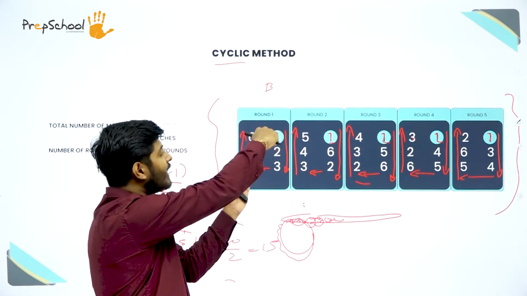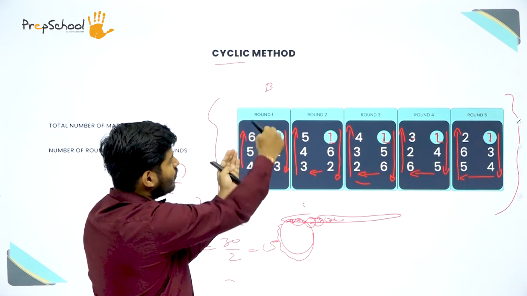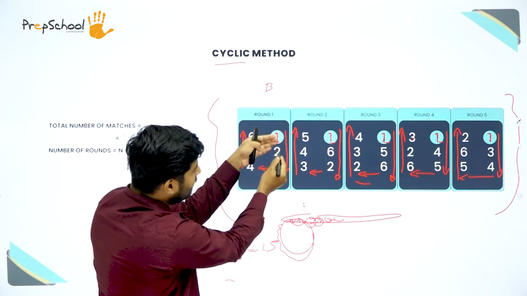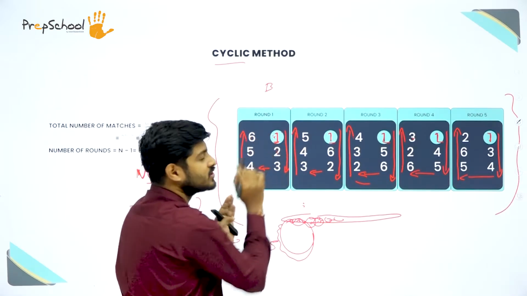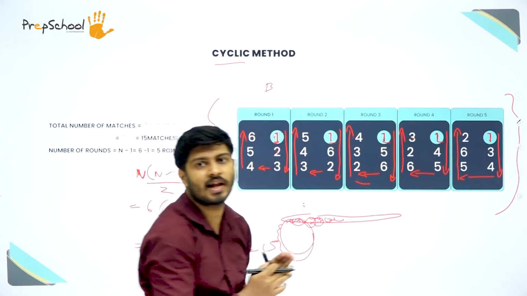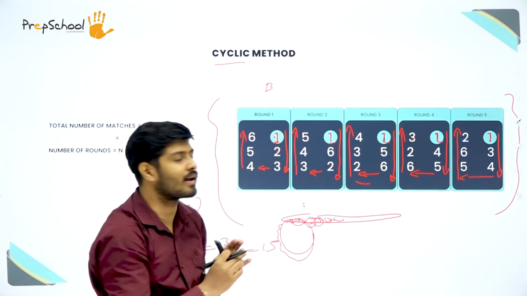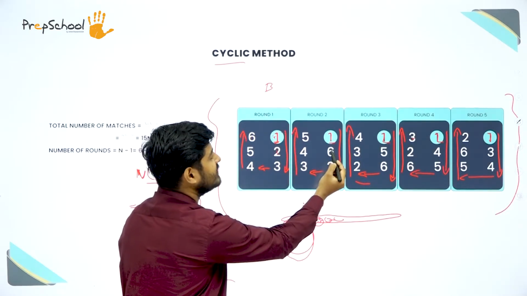Just like I told you about the cycle, it will rotate. Okay, so this 6 will rotate and come to the place of 2. 1 is fixed. 6 will not take the space of 1. 1 is fixed in all the rounds, like I said. We have given a fixed spot for that. So every time this spot will change.